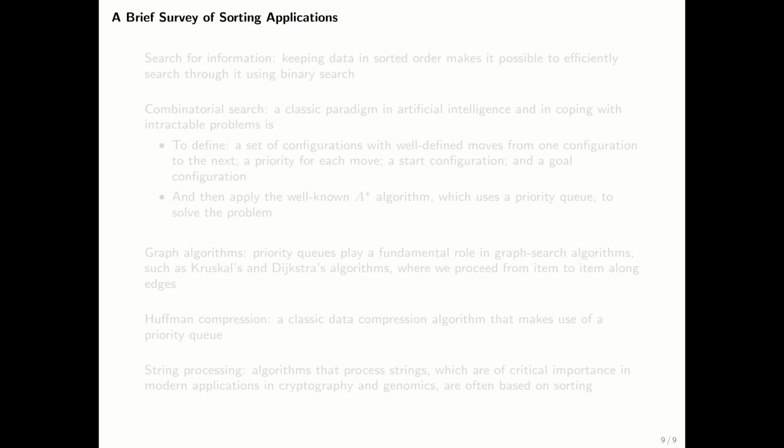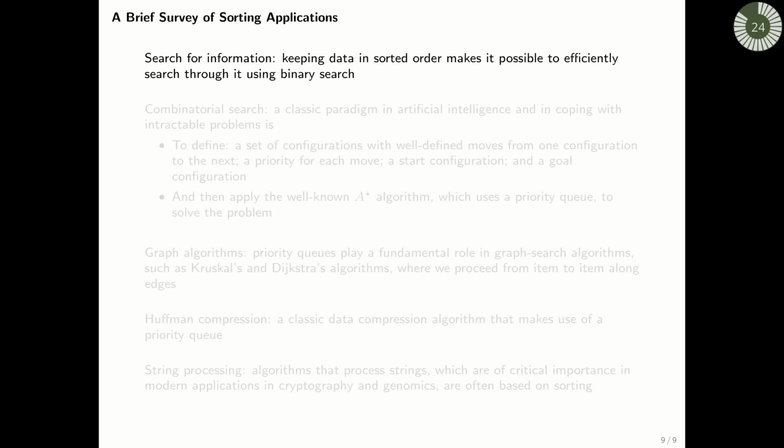Now let's survey some of the classic sorting applications. The first one is searching for information. Having the data in sorted order helps us immensely because it makes it possible to search through it using binary search. If we always maintain our data in sorted order, we can do searches extremely efficiently using binary search. And we know that binary search is very efficient because it's a logarithmic algorithm. So that's one example, just searching for information.